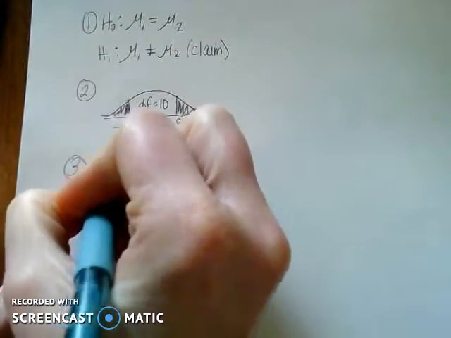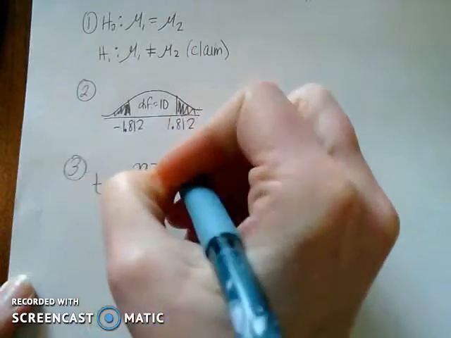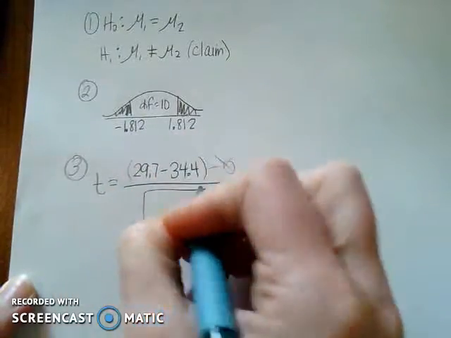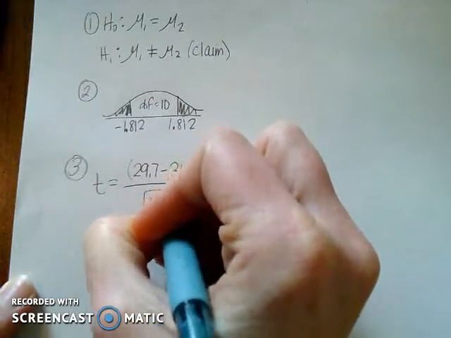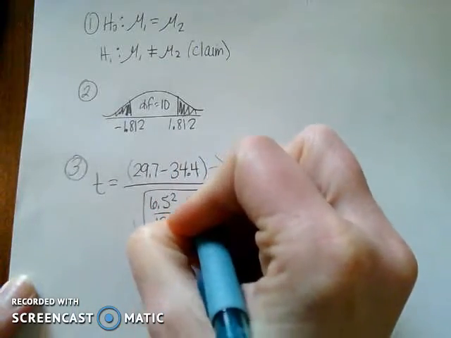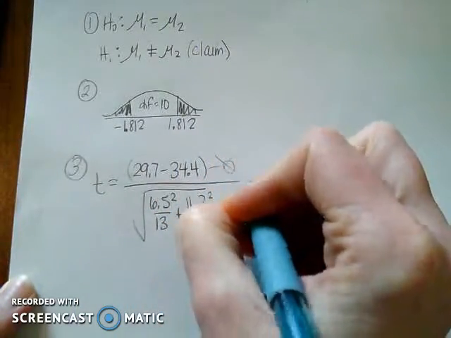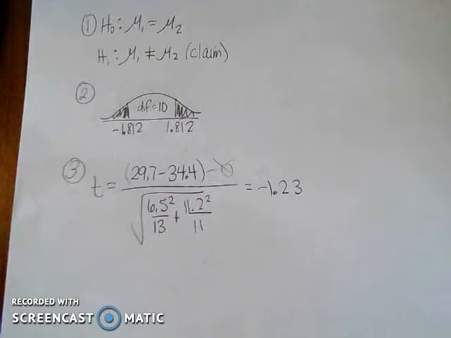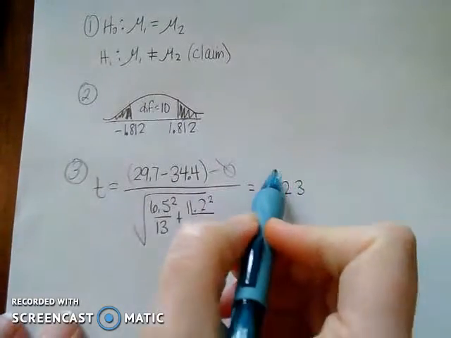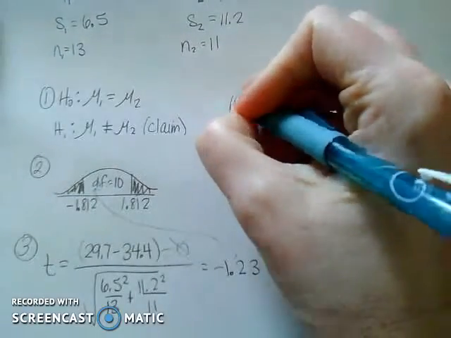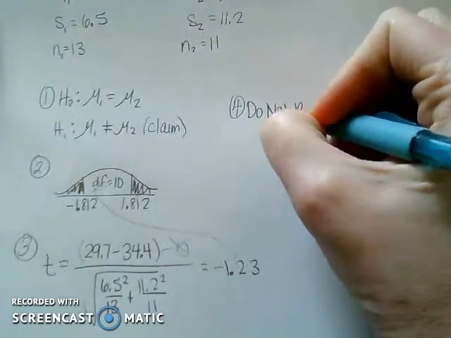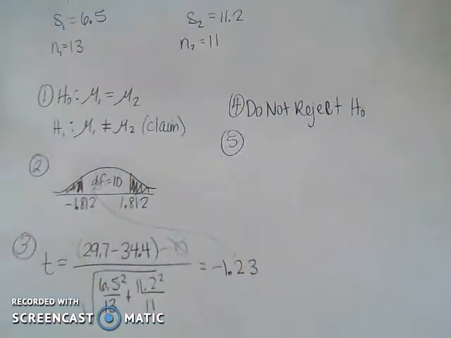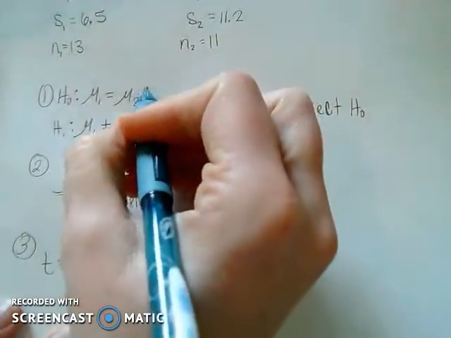Step 3, t equals 29.7 minus 34.4, again minus 0, over the square root of 6.5 squared over 13 plus 11.2 squared over 11, which gives negative 1.23. So again, that's going to be over here. So step 4 is do not reject H sub 0. So we don't reject, which means this one we think is true.